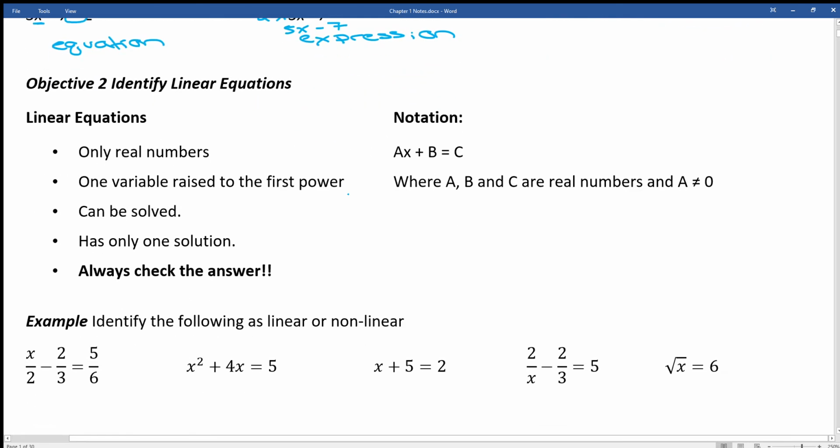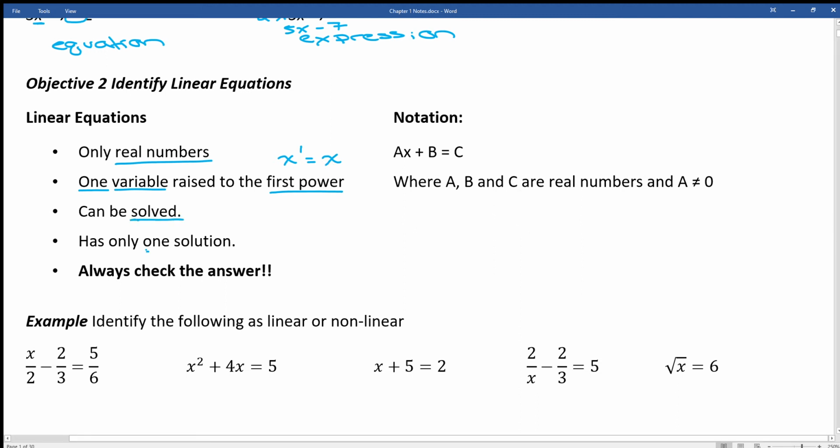So in this chapter, we're going to be looking at linear equations. So there's a couple of factors that make something a linear equation. The first thing is that it contains only real numbers. And the variables that are included, there's only going to be one of them, and it has to be raised to the first power, meaning it's going to have an exponent of 1. Now you're never going to see that exponent of 1, it's just going to be written as an x, but whenever you have a variable, it's assumed that there is an exponent 1 there. Linear equations can be solved.